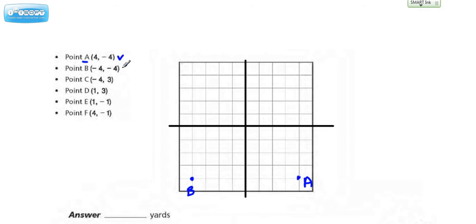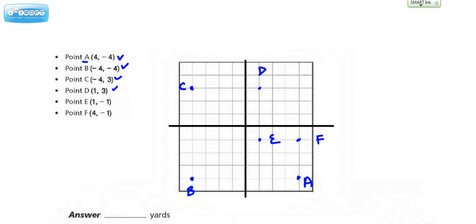Point C, so these two are done. Point C, we're going to go left 4 because the x coordinate is negative 4. Left 4, so that's negative 1, negative 2, negative 3, negative 4. And we're going to go up 3, 1, 2, 3. And let's put a C there. That one's done. Point D, we're going to go over 1 and then up 3, 1, 2, 3. And again, we'll put the letter next to it. That one's done. Point E, we're going to go over 1 and then down 1 and label it E. And then point F is going to be over 1, 2, 3, 4 and then down 1. And then we'll label it F.